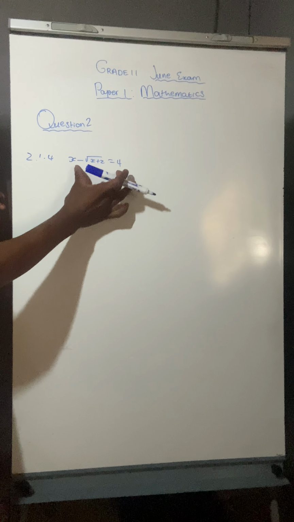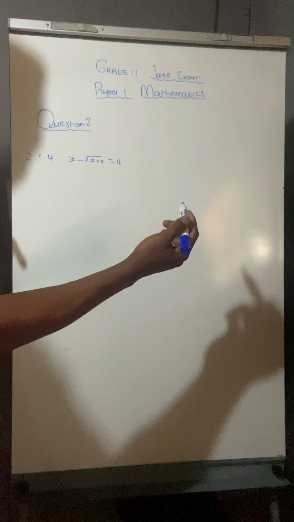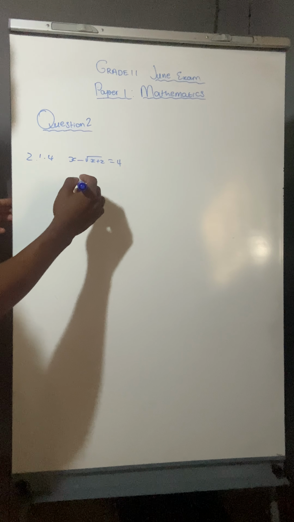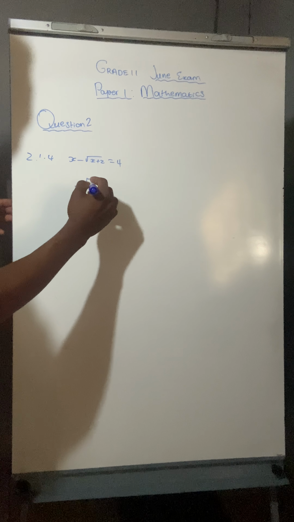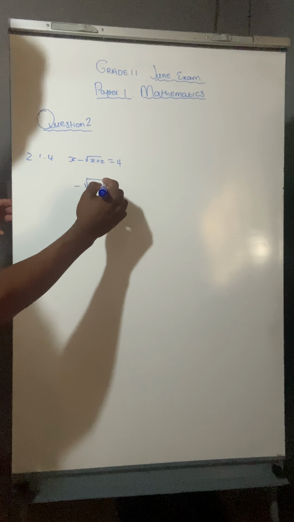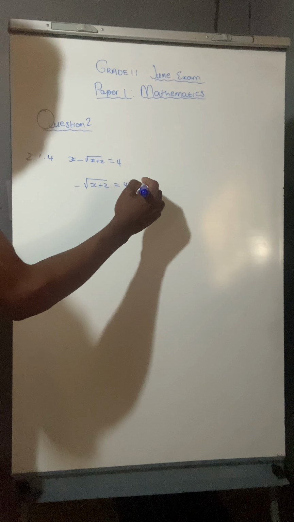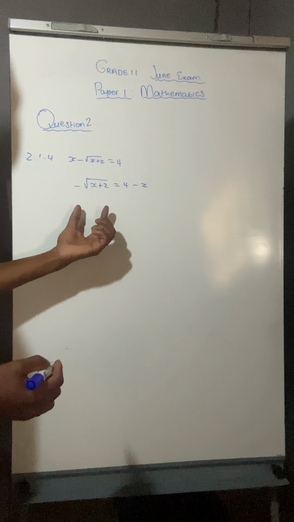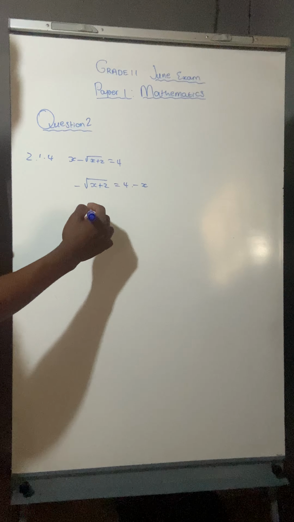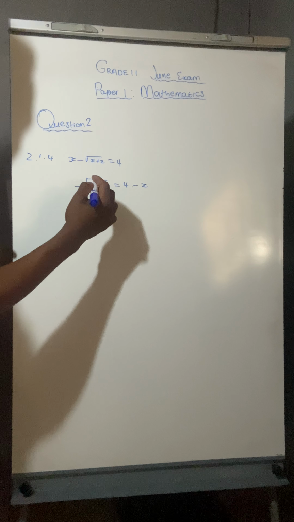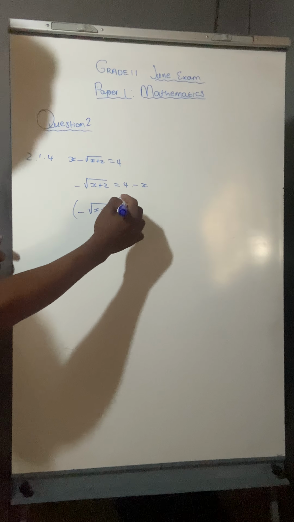When we are having this question, we're going to isolate the square root on the left side, meaning we transpose that x. Then on the left side we have square root of x plus 2 equals 4 minus x. Now you have to get rid of what? Of the root. In order to remove the root, we square both sides.